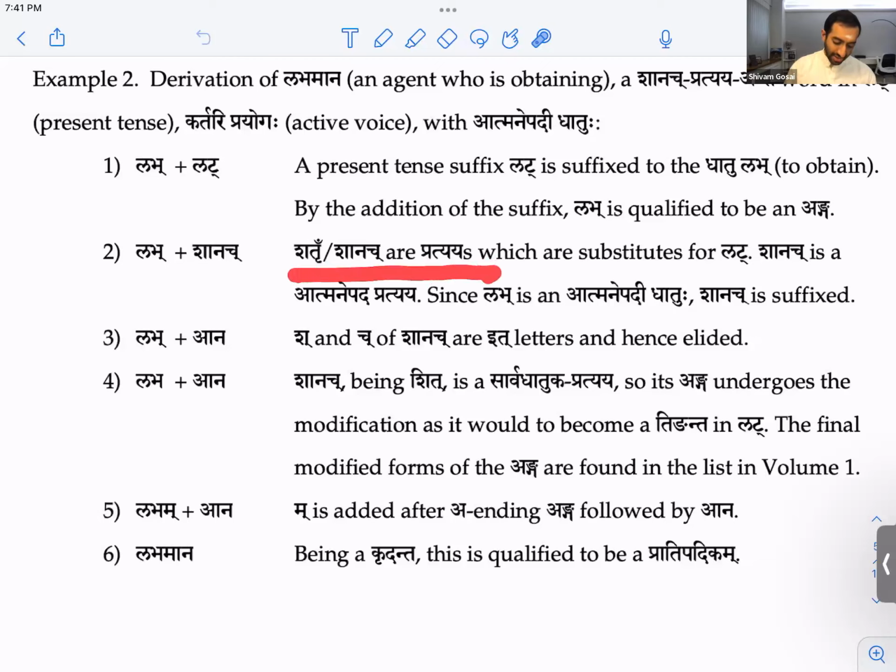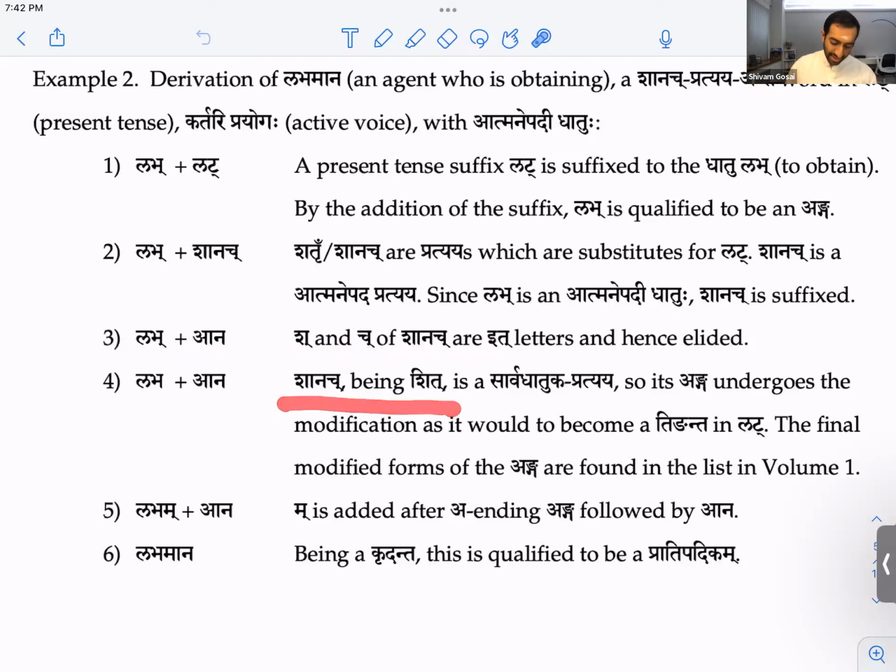Kṛdanta Śānac are pratyayas which are substitutes for lat. And Śānac is an atmanepada pratyaya. Since labh is atmanepadi dhatu, Śānac, which is an atmanepada suffix, will come in there. If this was parasmaipadi, then we would get Śatṛ, but since atmanepadi, we get Śānac. Sha and Cha of Śānac are it letters, so you're just left with ana at the end.